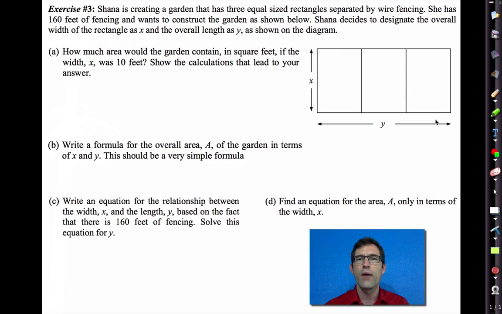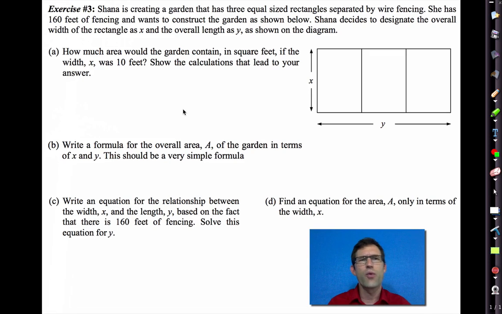So just to be very clear, we've got this garden and there's fencing everywhere you see lined segments. So not just around the garden, but also fencing dividing it off here and here. Shayna decides to designate the overall width of the rectangle as x, and the overall length as y, as shown in the diagram. How much area would the garden contain in square feet, so the whole garden, if the width x was 10 feet? Show the calculations that lead to your answer.